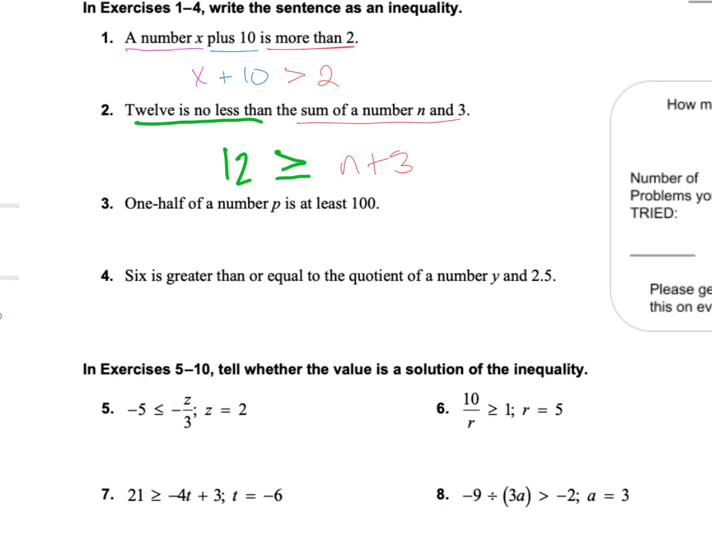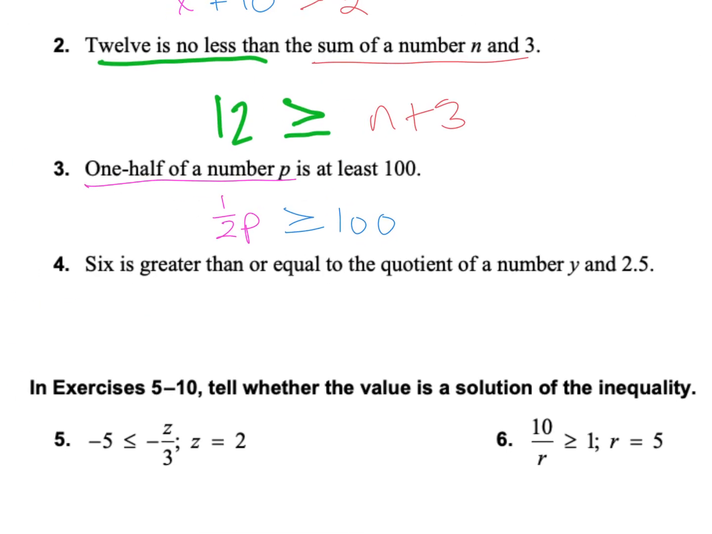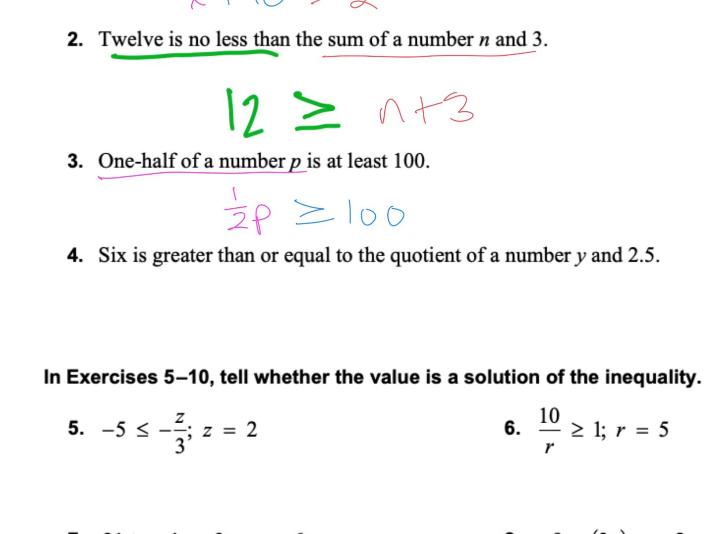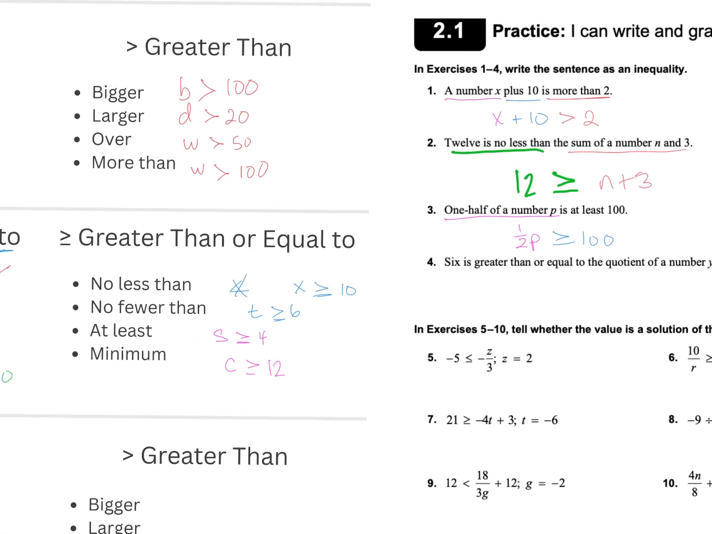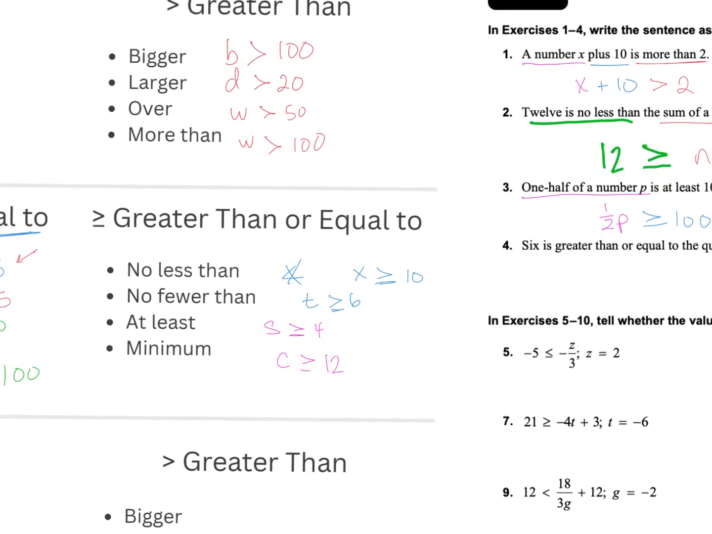1/2 of a number p, 1/2 p is at least, okay, so at least 100 people are there. Well, let me double check it. Like I said, I think you could probably have done some of this without me, without the little cheat sheet, but here we go. Is at least, there it is, greater than or equal to, so is at least.